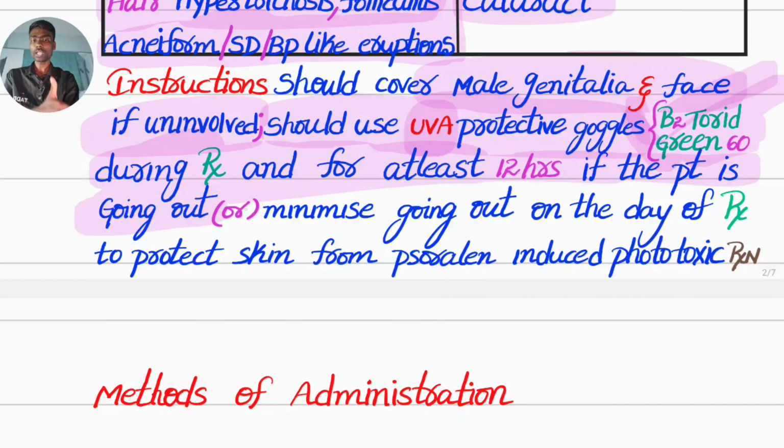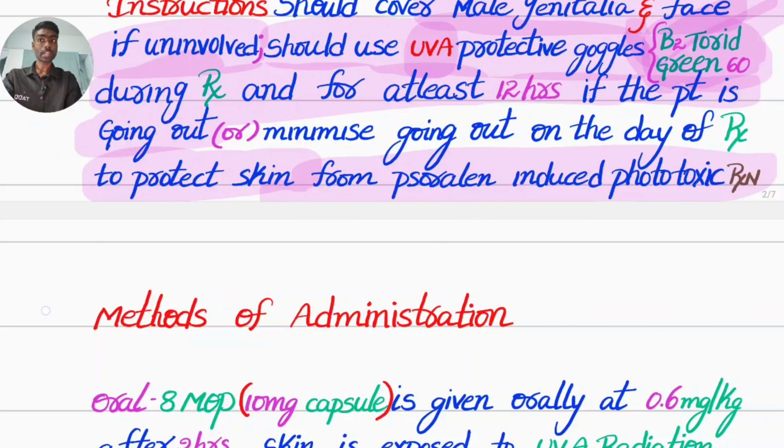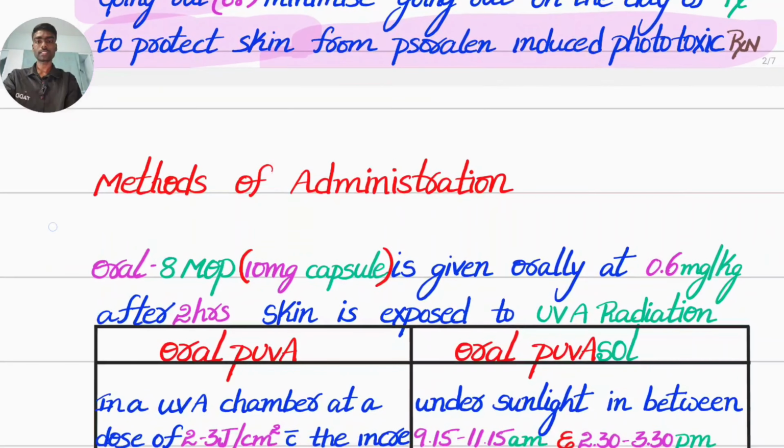If we are going and getting exposed, we have to protect skin by sunscreens, protect eye by these protective goggles. For what? To prevent psoralen induced phototoxic reaction. This headache is not there for narrowband UVB. During therapy, you will wear goggles. After therapy, you can go. No problem of psoralen related phototoxicity.